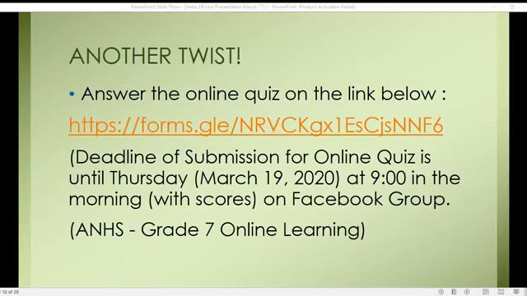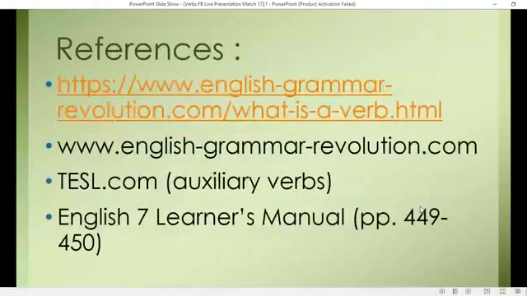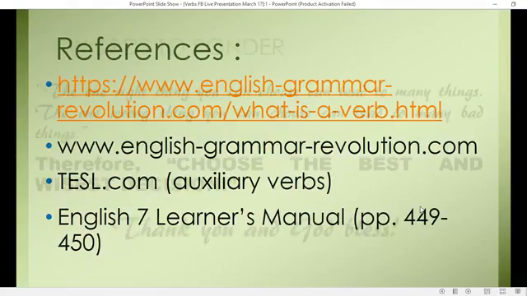Ayan. So, again po, thank you for watching this video. But before we end this session, let me also share some references to know more about the linking verbs or the main verbs. Especially, you have to check it in your learner's manual.